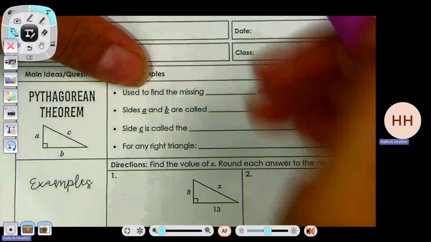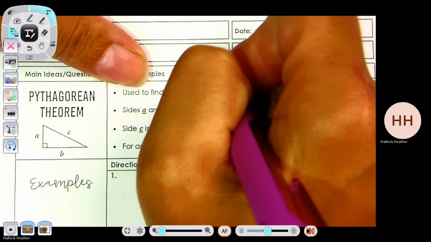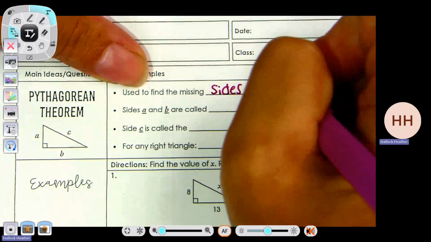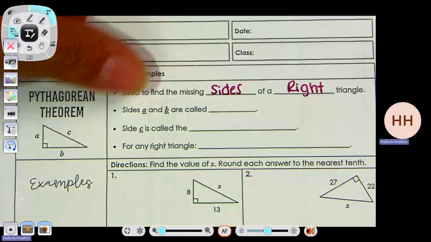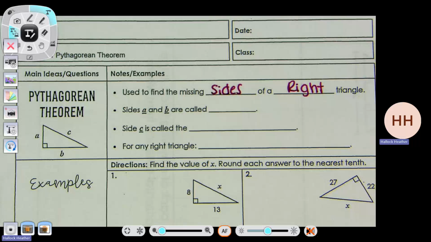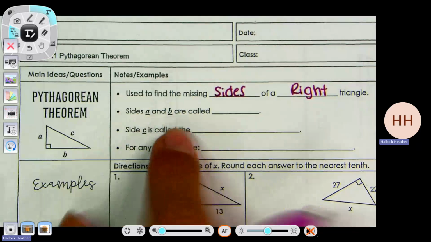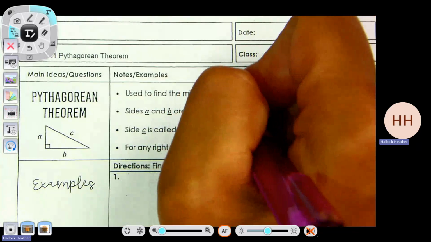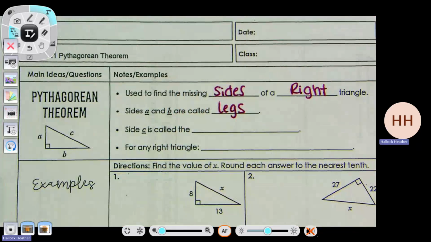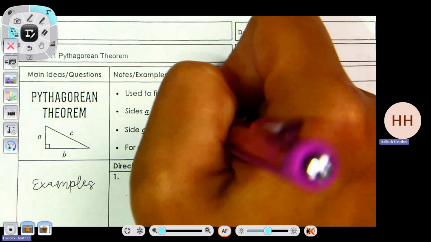It's used to find the missing sides of a right triangle. So you can only use the Pythagorean theorem for a right triangle only. So it has to have the 90-degree angle. That tells you it's a right angle. Sides A and B are technically called the legs of the triangle. And side C is the longest side. Does anybody remember the fancy word for it? Hypotenuse.